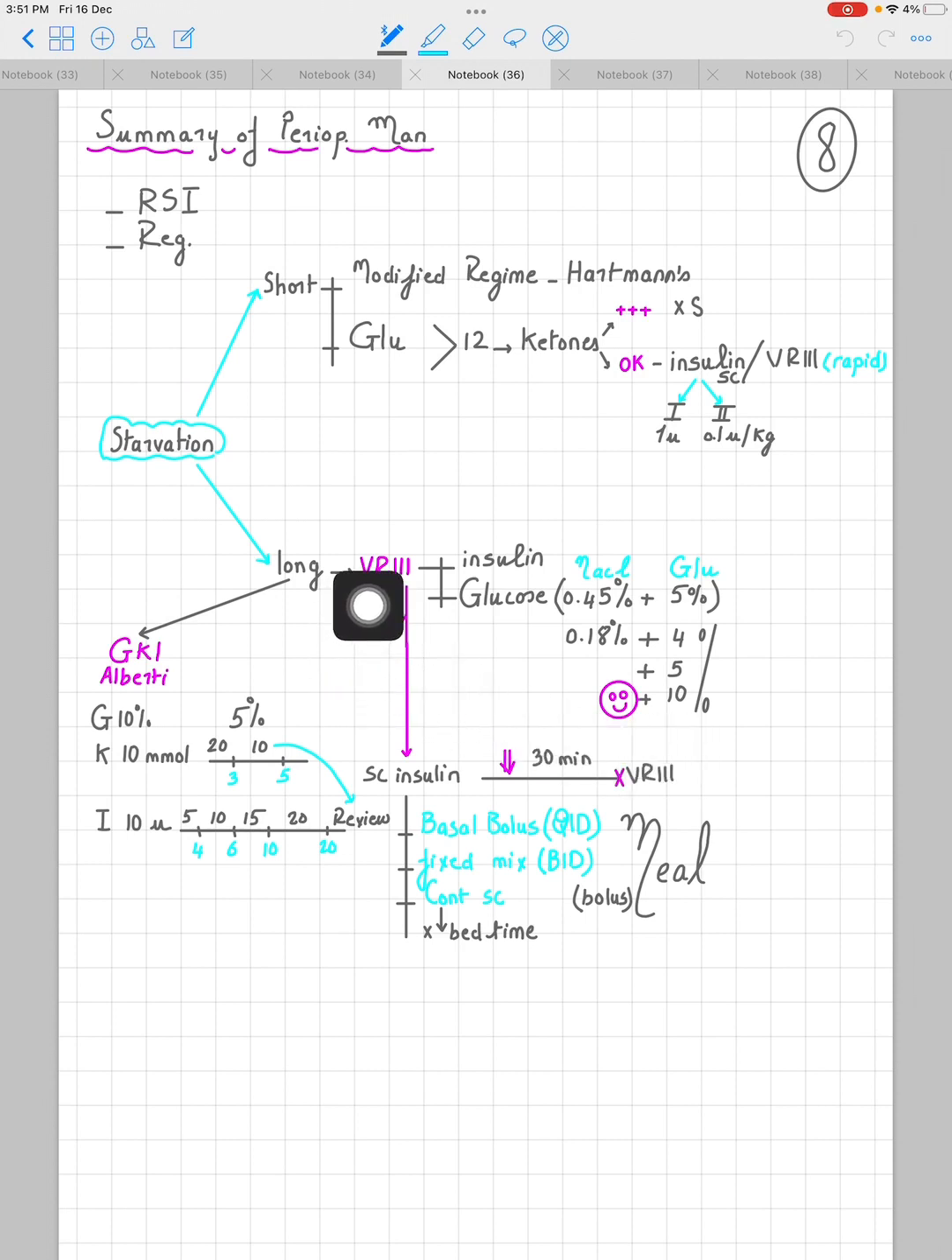Then after finishing the VRIII and finishing the procedure, you want to shift back either to oral insulin or to subcutaneous insulin. If you're going to shift to subcutaneous insulin, the injection of insulin has to be given 30 minutes before you stop the VRIII, and you have the options of either the patient is on basal bolus regime or fixed mix regime or continuous subcutaneous regime. The insulin should be taken related to the meal, and there should be overlap with the VRIII. The infusion has to be stopped 30 minutes after you give the injection, and avoid starting it by bedtime.